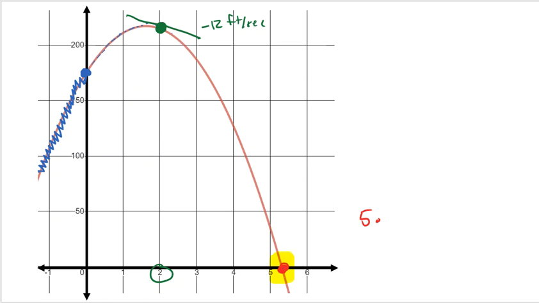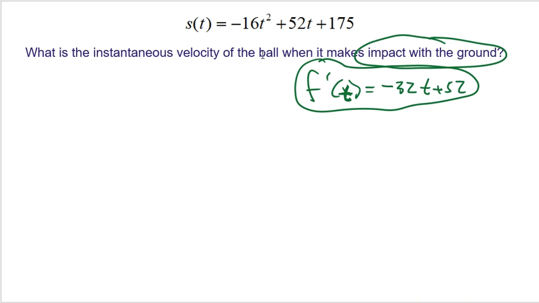But if you're looking to find a way to do that work by hand, remember, all you've got to do is some good old-fashioned algebra. So again, when it hits the ground, that's a position of 0. So if I set the position function equal to 0 and solve, when it hits the ground, its position, the distance above the ground, is 0. So if I set the function equal to 0 and solve, I will get the time.